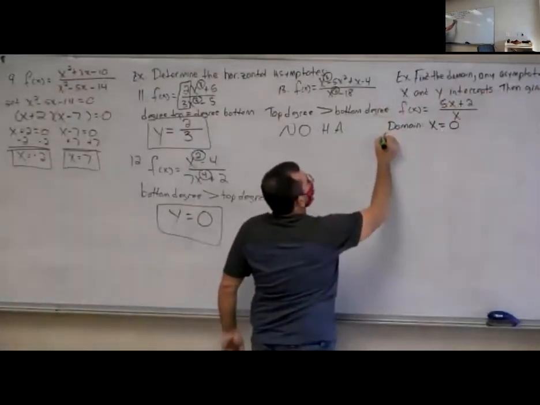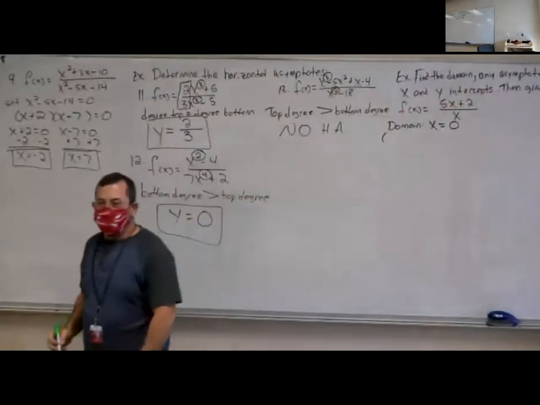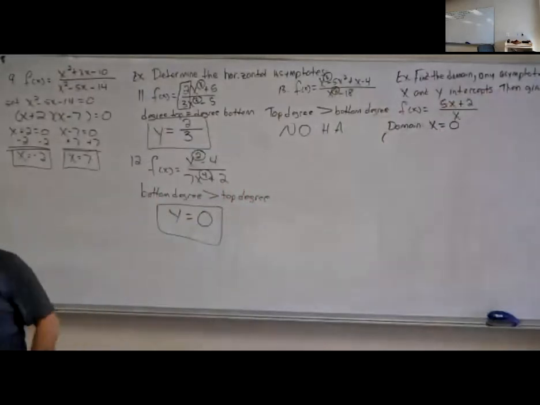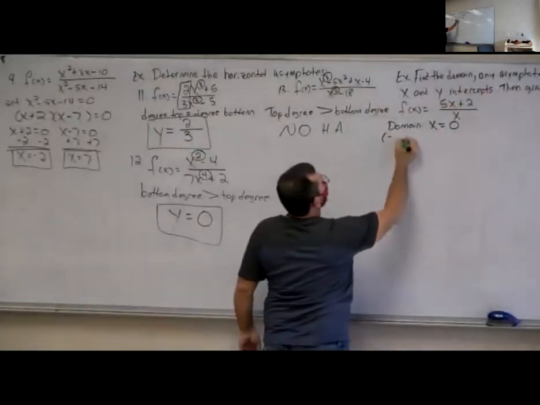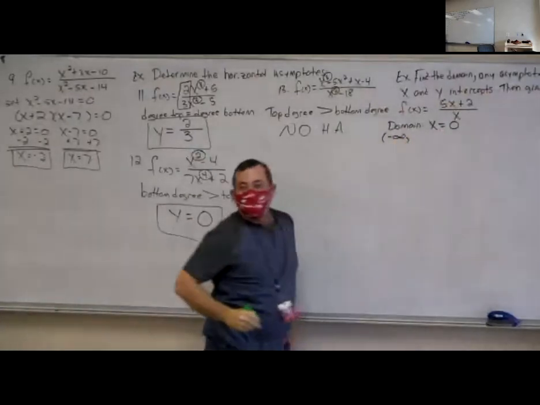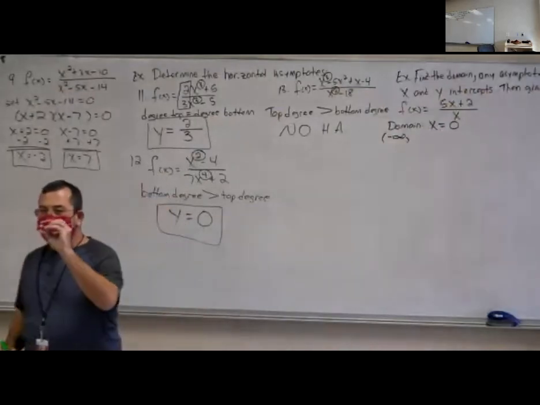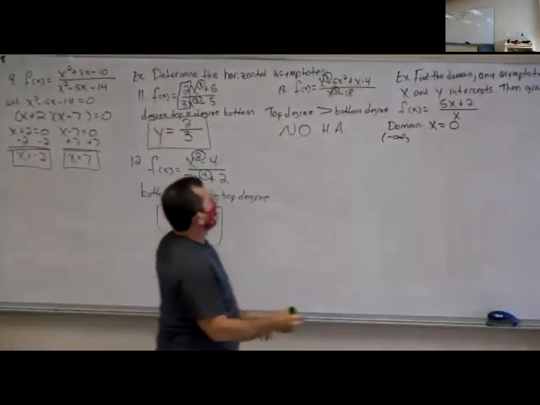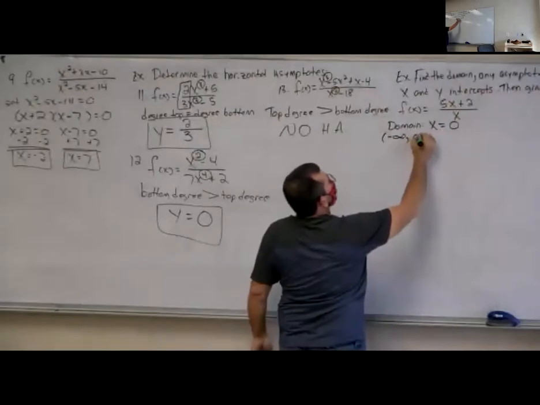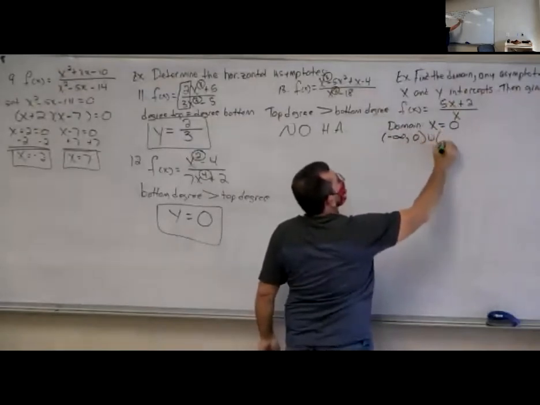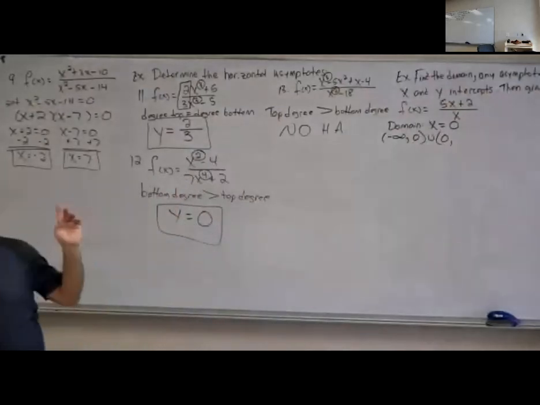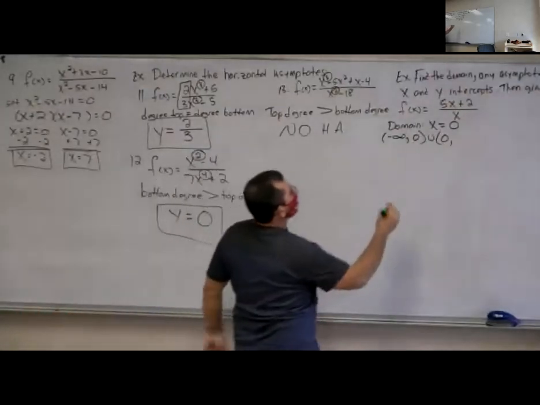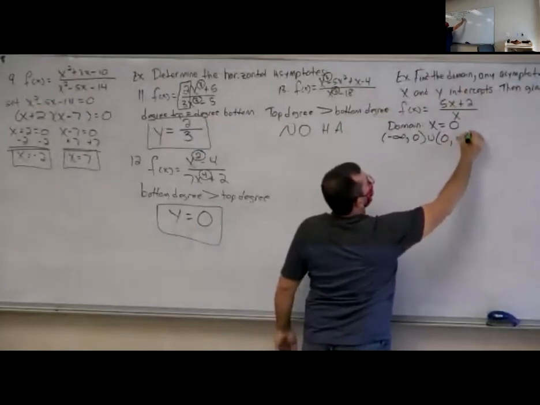So let's see if y'all remember how I'm going to do that domain. I'm going to start way over here at negative infinity until I hit 0. At 0, I'm going to union around that 0. That's how I kick it out of my domain. And then from there, I'll head off towards positive infinity.